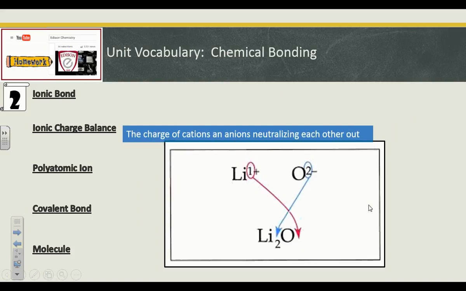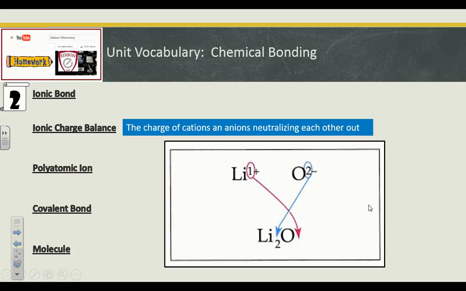Ionic charge balance is a really, really important thing to understand. If you have an element that lost 1 electron like lithium did here to become the lithium ion, it's only a +1 ion because it only had 1 to lose. When you try and combine it with an element that's gained 2 electrons, like oxygen, that oxygen has a 2 negative charge. So it's gained 2 electrons where lithium has only lost 1. So you need a second lithium to balance it out.